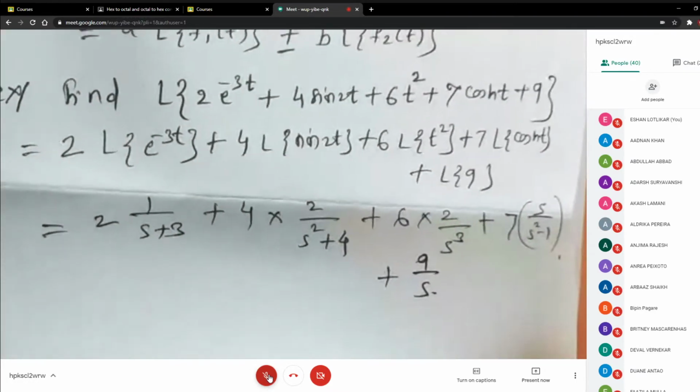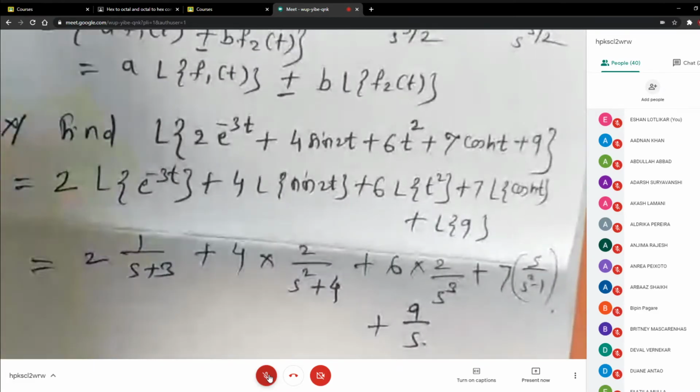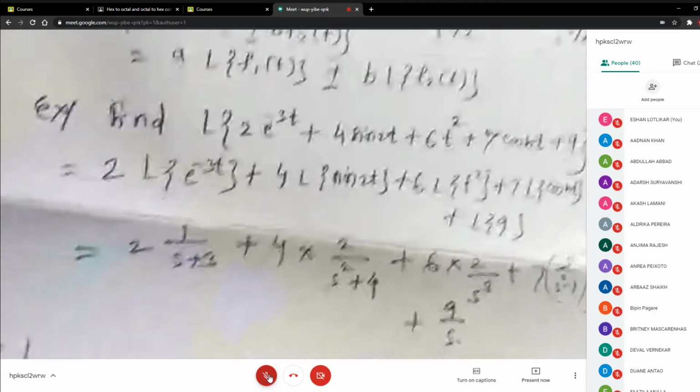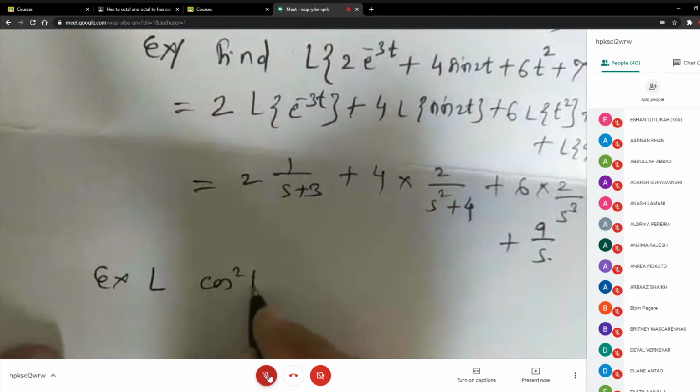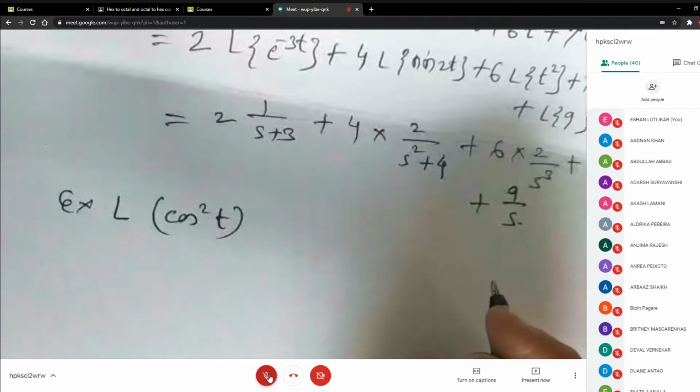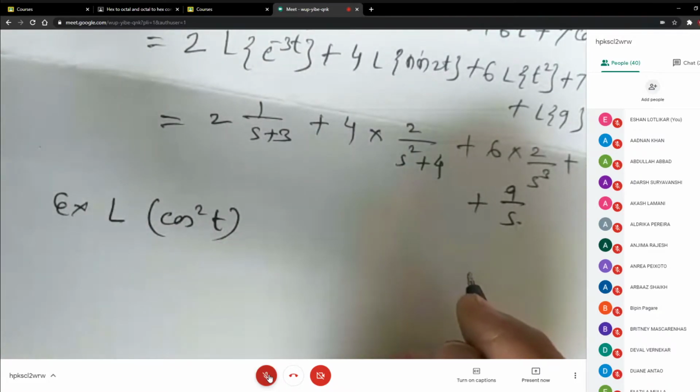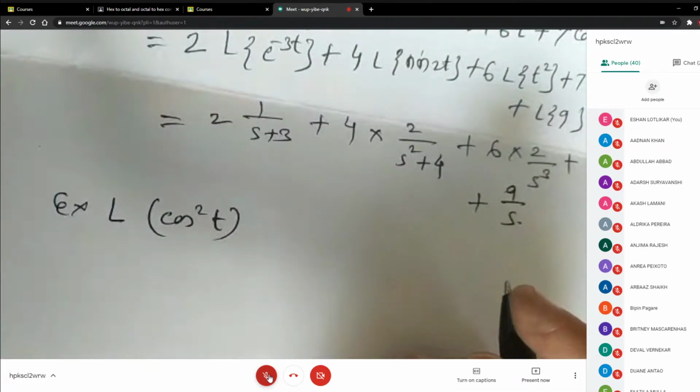Now I am going to ask you to find Laplace of cos square of t. Is there any direct formula for Laplace of cos square of t? You know Laplace of cos t, but you cannot write Laplace of cos square of t as Laplace of cos t the whole square. It is not allowed, so don't do that anytime. It is like a student who, asked to find A square for a matrix, squares all the numbers in the matrix instead of multiplying two matrices. Don't make such mistakes.